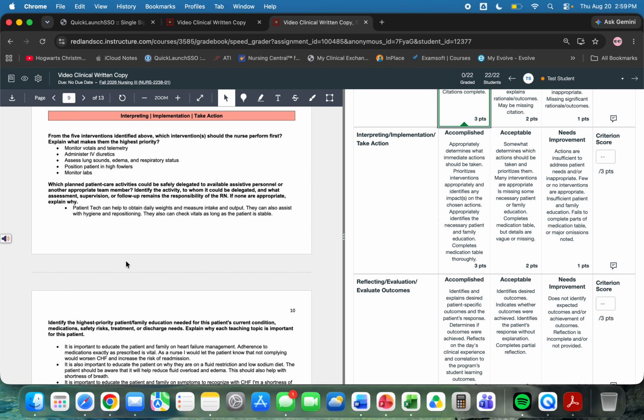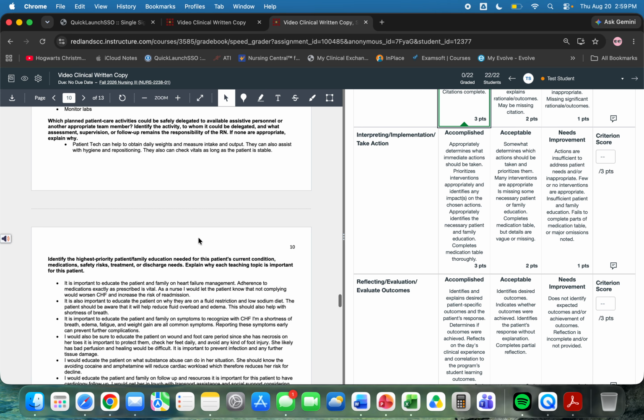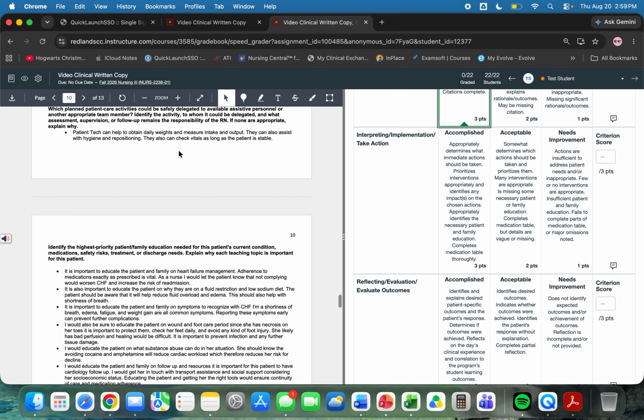So we never want to see meds being delegated. We never want to see assessment stuff being delegated. Those kinds of things, making sure they understand that they are responsible for the initial assessment, for med administration, for reassessment.